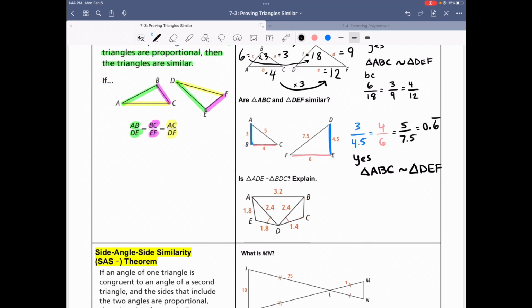This next problem with side similarity is a little bit more challenging. We're looking at triangle ADE, and we want to know if it is similar to triangle BDC. So let me just highlight those. We have ADE, and we have BDC.